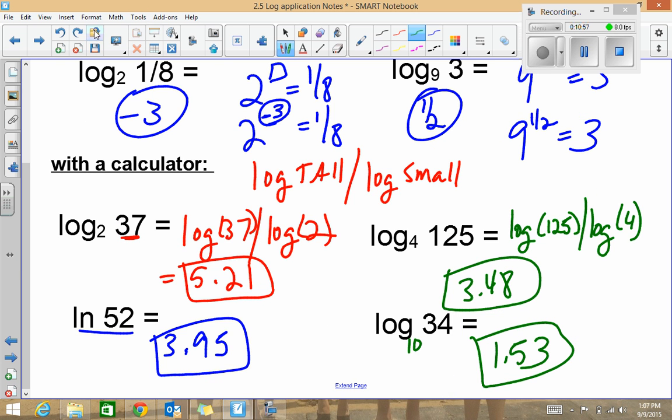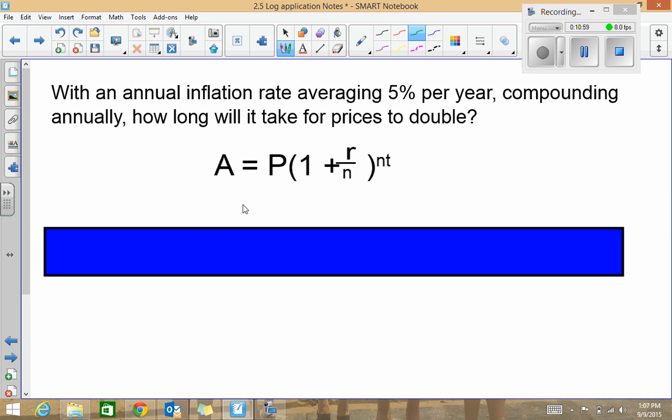Now we are going to solve some interest rate equations using logs. Last class we were only able to really solve for A and P using exponents the way it's written. Today we're going to use the same formula, but we're going to solve for T and R using logs. For example, with an annual inflation rate averaging 5% per year, compounding annually, how long will it take prices to double? This is kind of a common problem.